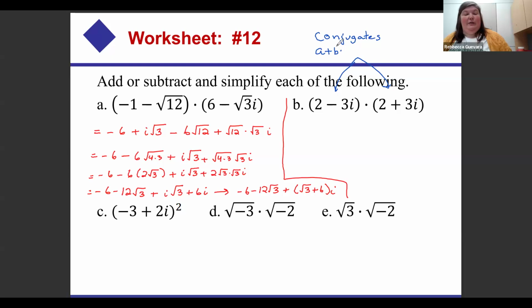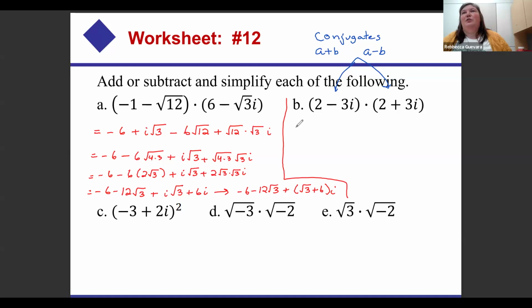So we had before where it was a plus b when we were doing factoring. But if we have two numbers like this, where it's the addition of the numbers and the subtraction of the numbers, those are your conjugates. So conjugates do something a little interesting when we're dealing with complex numbers.